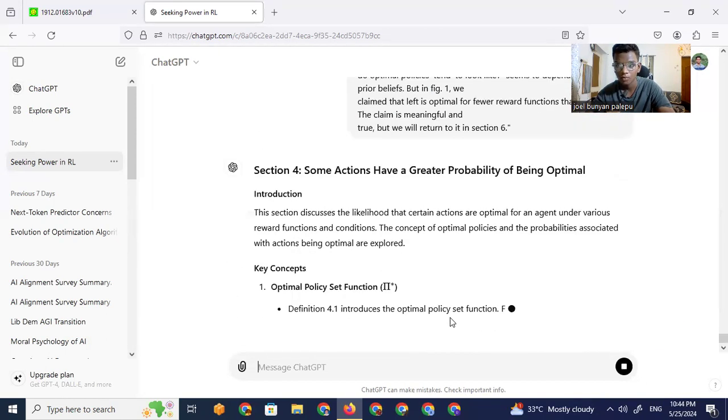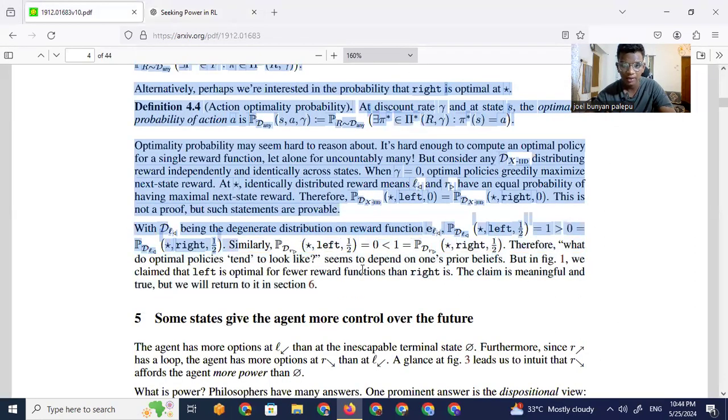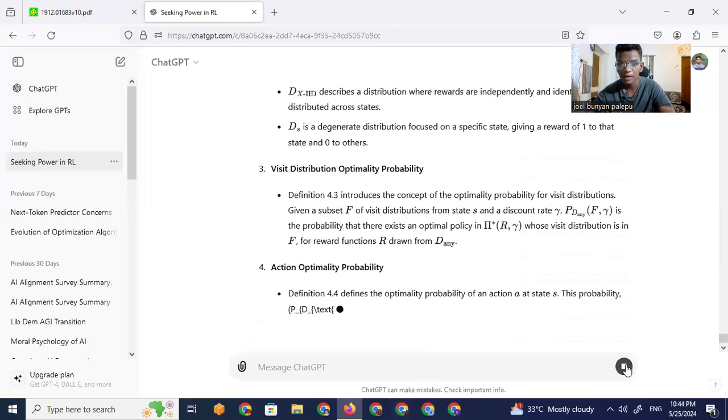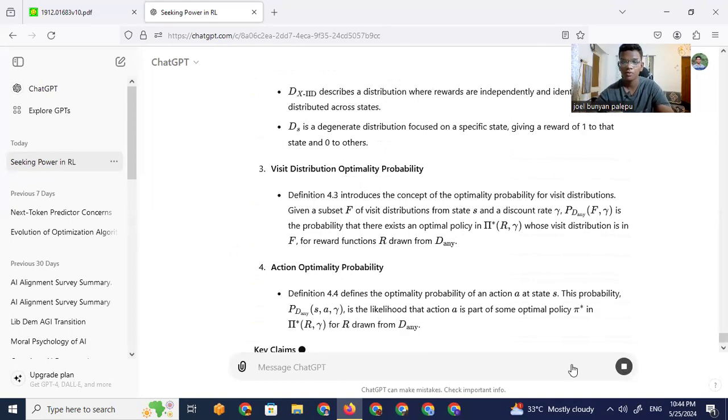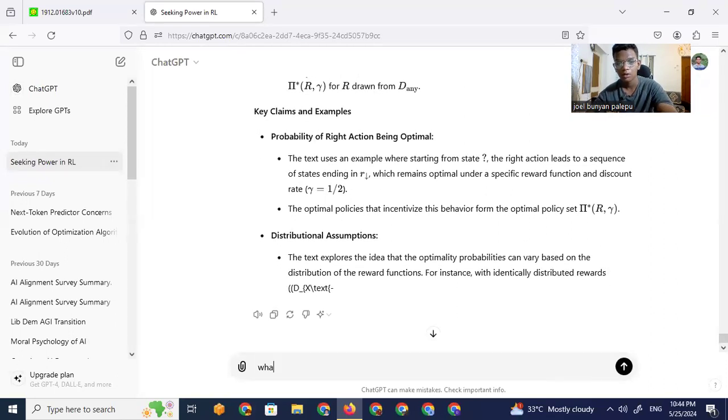Let's see what the final is. Therefore, what do optimal policies tend to look like? It seems to depend on the prior's belief. So you know what, I'll ask the model: what is the proof or conclusion of the above paragraph? I'll just put that. Let's see what the conclusion is.